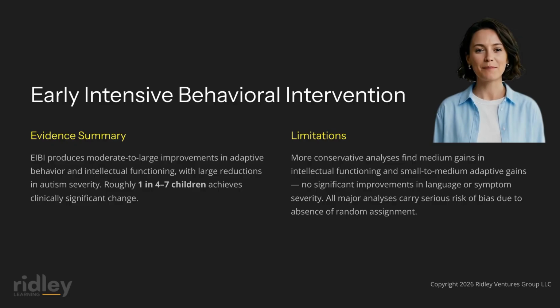All studies in both meta-analyses carried serious risk of bias due to the absence of random assignment. The foundational lifespan synthesis by Lai and colleagues reinforces that the quality of evidence for early intervention as a whole remains constrained by methodological limitations rather than by sample size.